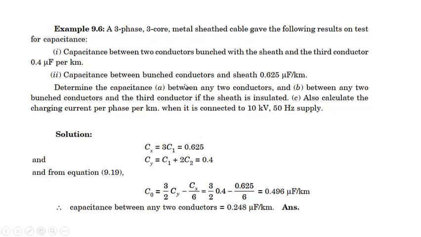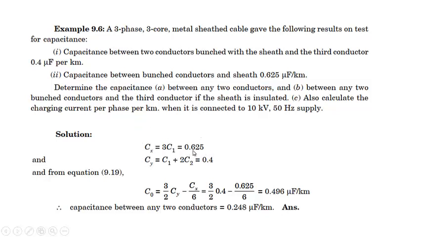Determine the capacitance between the two conductors, between any two bunched conductors and a third conductor if the sheath is insulated. Also calculate the charging current per phase per kilometer when it is connected to a 10 kilovolt 50 Hz supply. We'll first use this because this will directly give us one unknown. So Cx is equal to 3C1 is equal to 0.625.